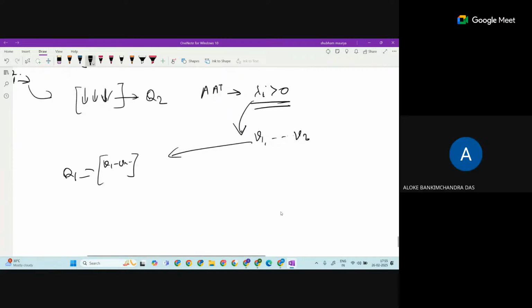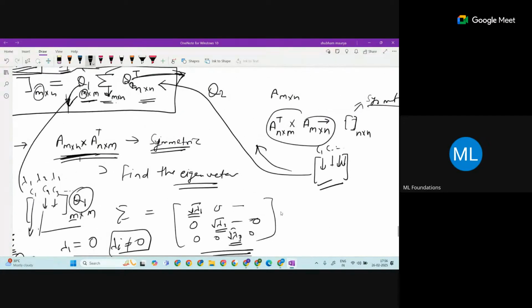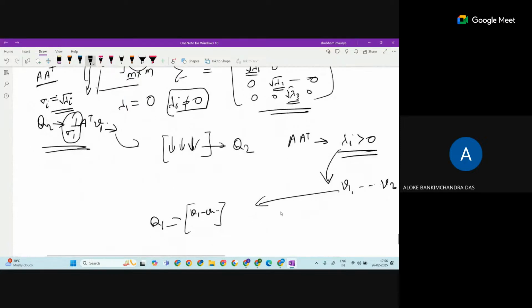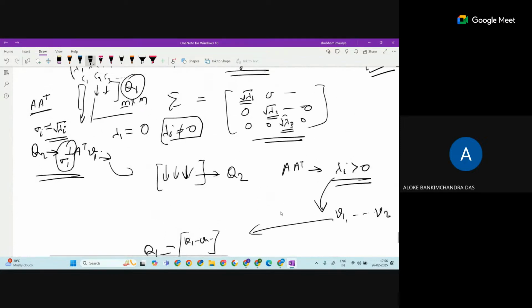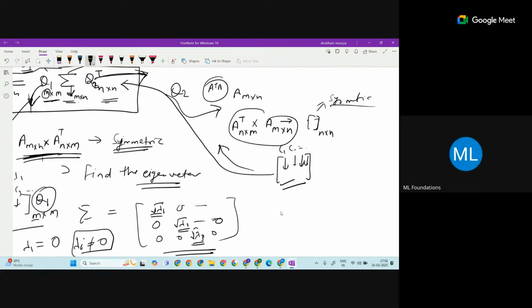Can you repeat once again? If the lambda is 0, what should be the action? If the lambda is 0, then do it by this method: do the A transpose A. But if A transpose A is a very big matrix, say 4 cross 4, it will be very time consuming. Sometimes a 2 cross 4 becomes 4 cross 4.